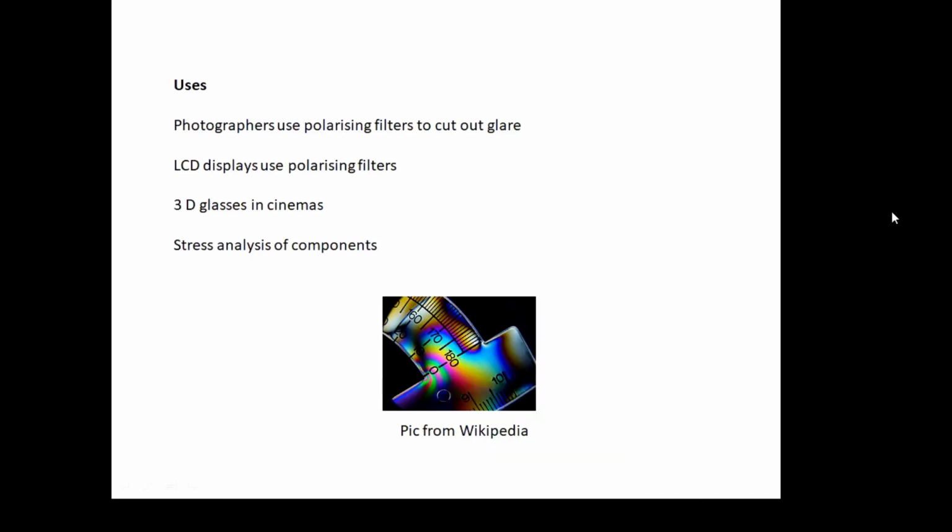Uses of polarizing filters. Photographers use them to cut out glare, which is light reflecting off water. LCD displays, for example on your calculator, have a polarizing filter in there. 3D glasses in cinemas: when you watch a 3D film in a cinema, you're actually watching 2 films, and one film goes in one eye, the other film goes in the other eye, and they are separated using polarizing filters. And it's also used for stress analysis in components, and I mention that because there's a pretty picture of it happening.